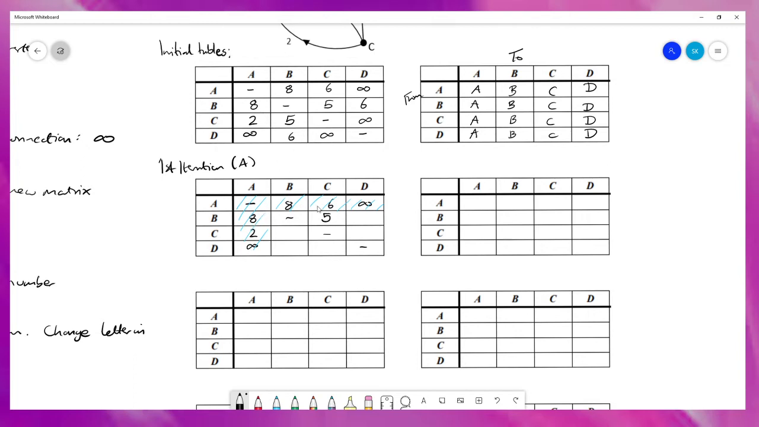And we keep going. 8 plus infinity is definitely bigger than 6. 2 plus 8 is bigger than 5, so we write the 5 down. Likewise there. And then infinity plus 6 is the same size as infinity. Now, we've noticed here, after the first iteration, nothing changes. That's okay, sometimes it won't. Because nothing's changed here, this root table will also be the same. So we fill that in.